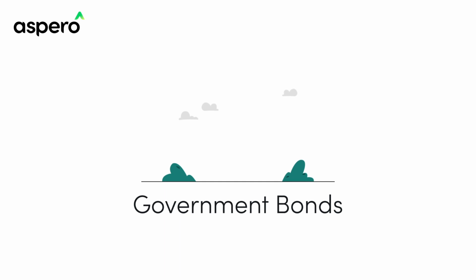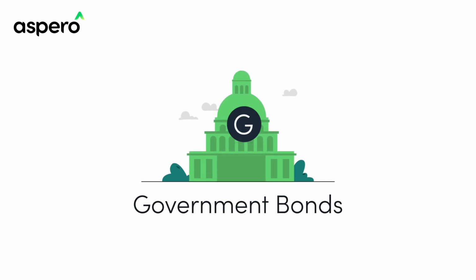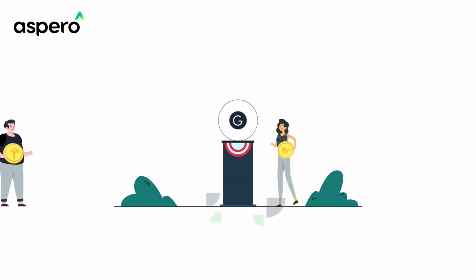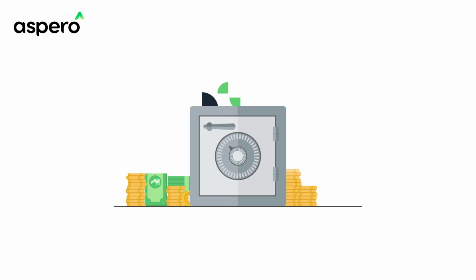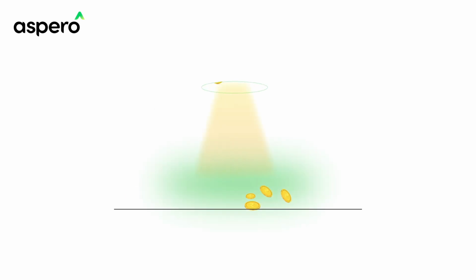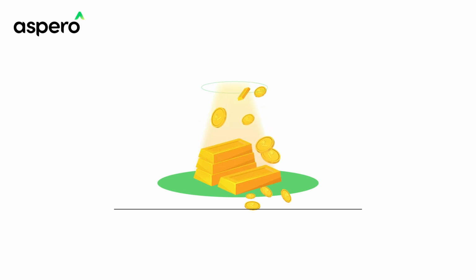First, there are government bonds. These are issued by governments, usually with the purpose of financing public spending. They are considered to be very safe investments as governments are unlikely to default on their debt. SGBs or sovereign gold bonds that you may have heard of fall under this category.